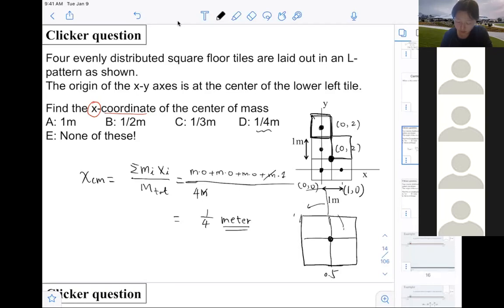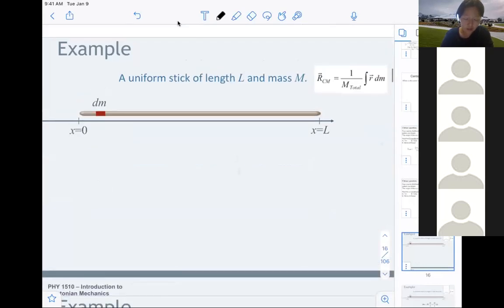So that's an example of how we treat a few different collections of masses. But what if we have a uniform distribution, a uniform rod? Imagine this is my pen. I want to find the center of mass of this pen. You might wonder, well, that's just halfway in between, right? Why bother? But I want to show that we can actually solve this.